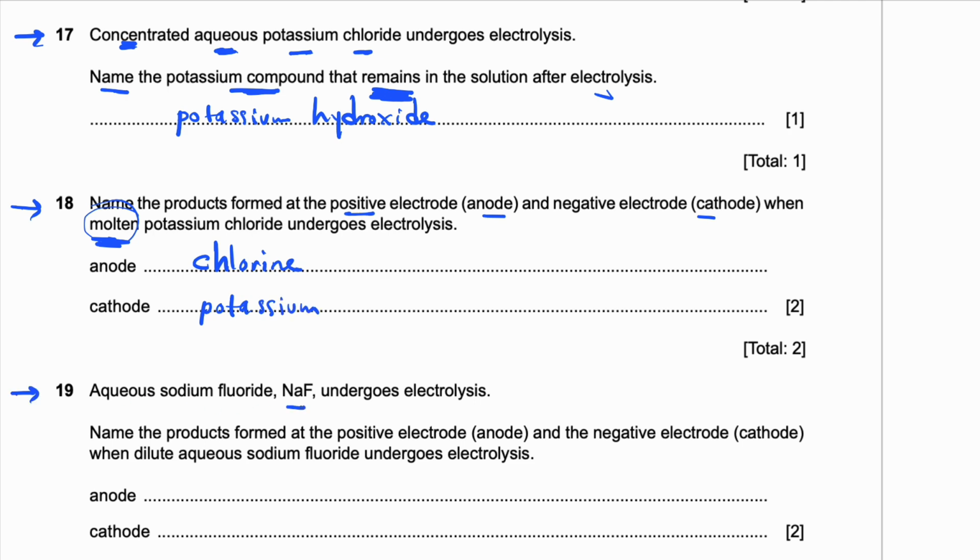Aqueous sodium fluoride, NaF, undergoes electrolysis. Name the products formed at the positive electrode anode and negative electrode cathode when dilute aqueous sodium fluoride. So it's dilute and aqueous. So sodium, Na+, fluoride, F-, hydrogen, and hydroxide. Now, since it's a dilute solution, the hydroxide is going to get discharged at the anode. And of course, here hydrogen is going to get discharged at the cathode. So at the anode, we have oxygen from hydroxide, and at the cathode, hydrogen gas is going to get formed.